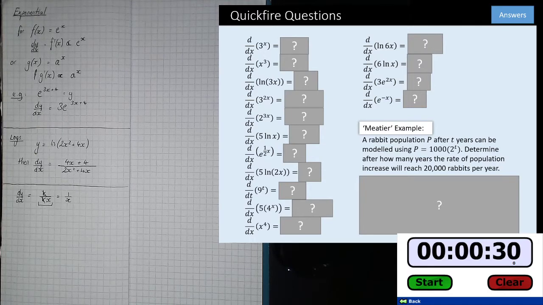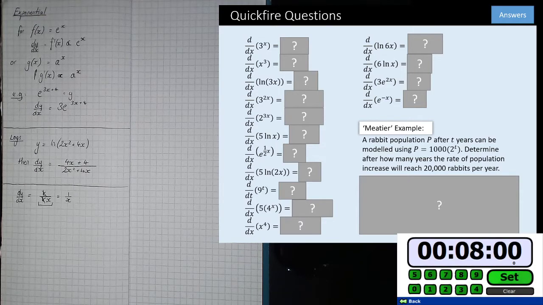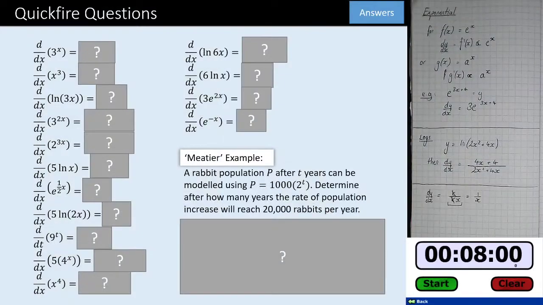But because we're just getting used to it, things may take a little bit more time. We've got 1, 2, 3, 4, 5, 6, 7, 8, 9, 10, 11, 12, 13, 14, 15, including our meteor example, different questions. I'm going to give you about 8 minutes. So give yourself about 8 minutes to have a go at this. Set yourself a little timer, put a timer on your phone, that kind of thing.